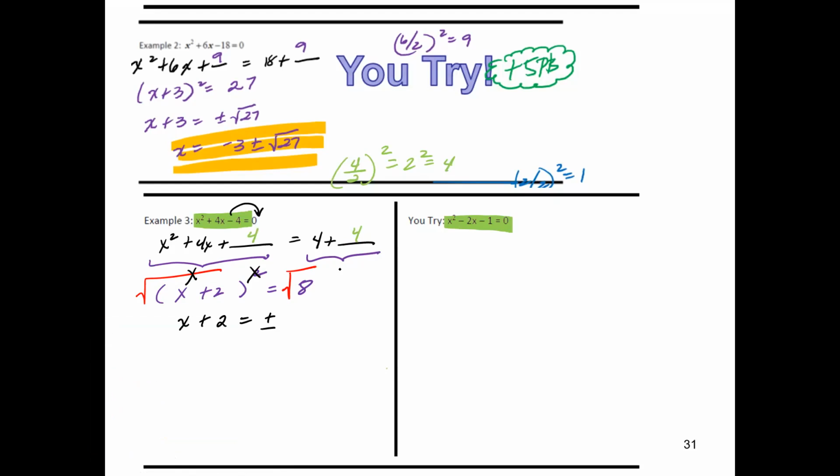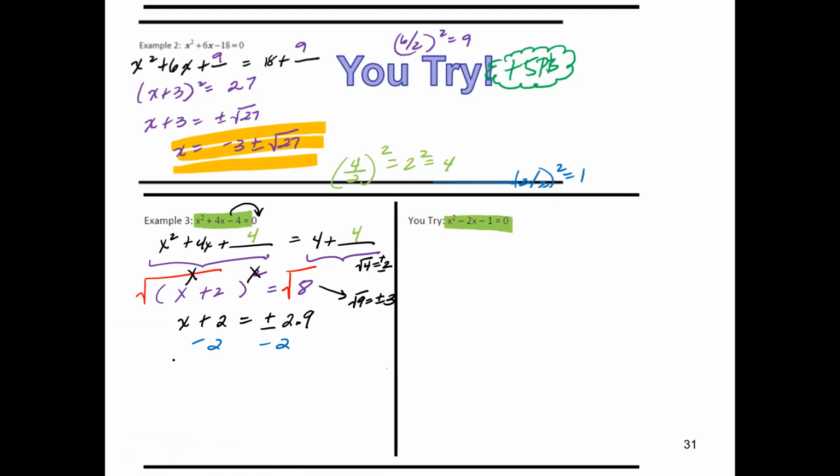What is the square root of 8? Now you know the square root of 4 is a 2. The square root of 9 is plus or minus 3. 8 is pretty close to 9, but it's not quite 3. So maybe plus or minus 2.9 is a good answer.